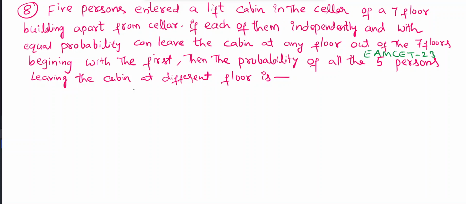This is 8th question from probability. Here is from Eapcet 23 question. Here is given 5 persons. 5 persons enter a lift cabin in the cellar of a 7-floor building apart from the cellar. If each of them independently and with equal probability can leave the cabin at any floor out of the 7 floors, beginning with the first, then the probability of all the 5 persons leaving the cabin at a different floor is dash.